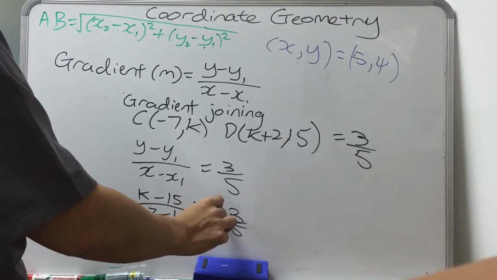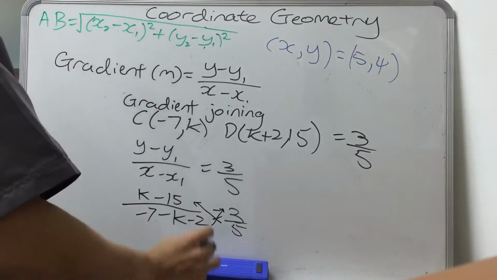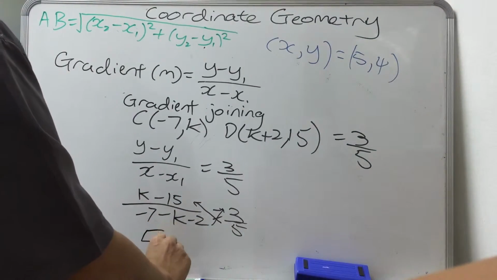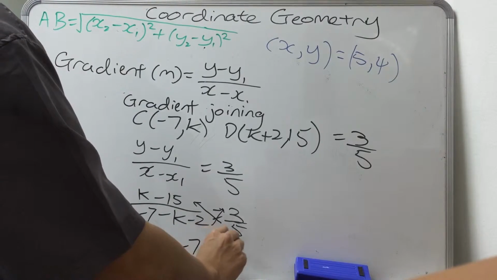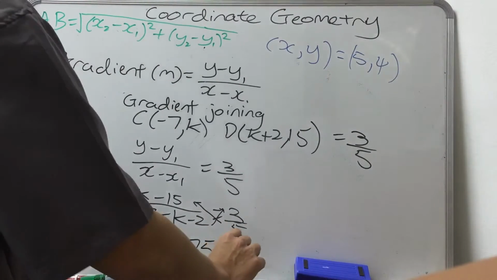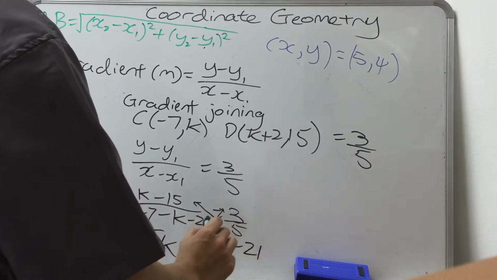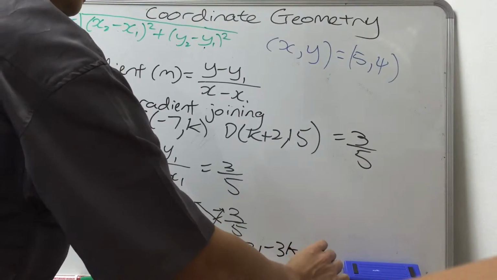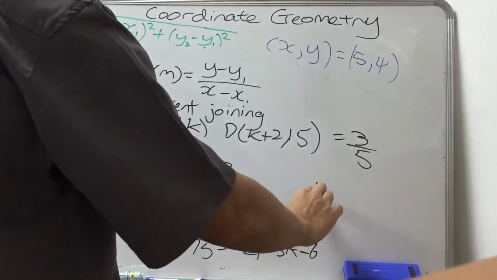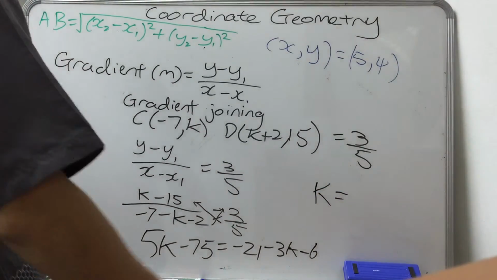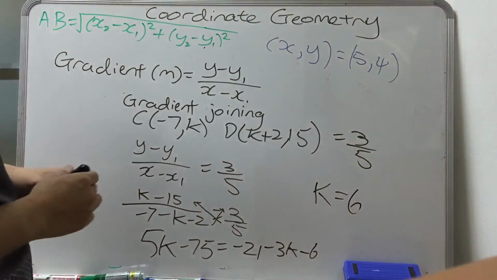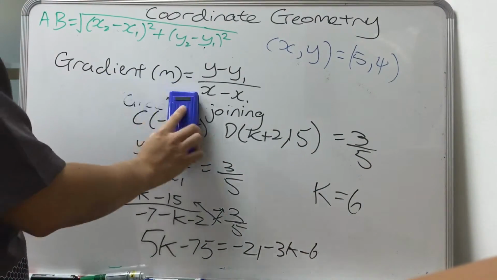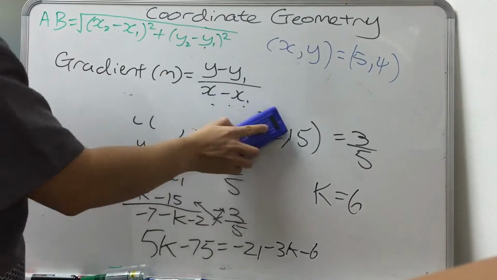Okay, remember your cross multiplication. So when you cross multiply, you should get 5k minus 75 equals minus 21 minus 3k minus 6. So if we solve for this, your k will be given as 6. Okay, so this is how you use the equation of a gradient to solve gradient related problems.